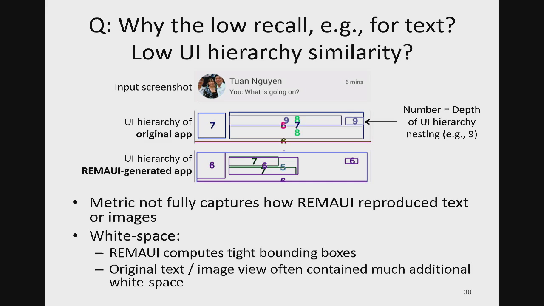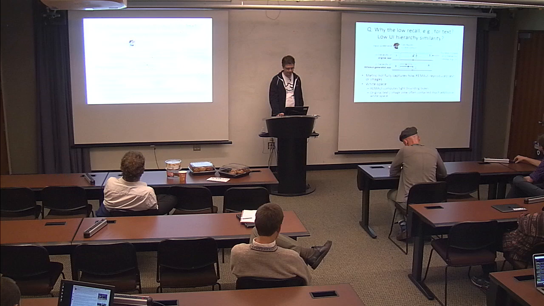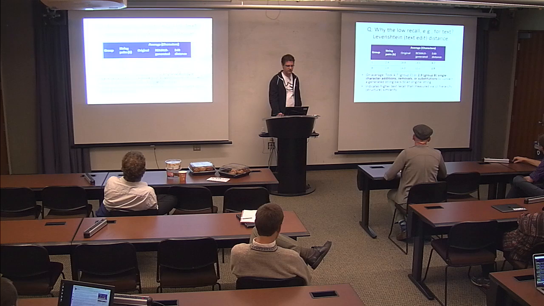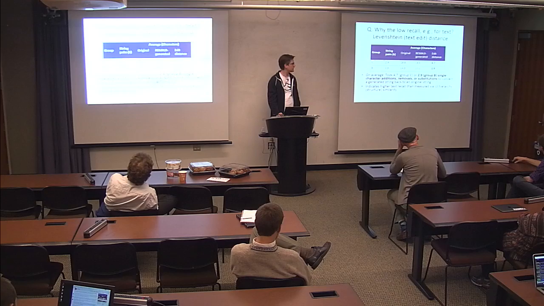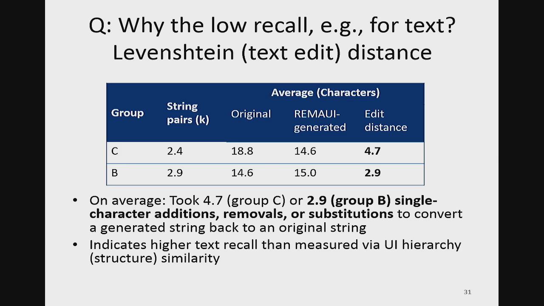So that's why this metric might not be the best metric to measure similarity. A little bit deeper analysis: we also looked at the edit distance between original strings and the generated strings. For these two groups, for example, in group B, we had about 3,000 pairs of strings. On average, the original string length is 14.6 characters, the REMAUI generated is 15.0, and the edit distance is 2.9 on average. That indicates that the recall is actually not as bad as it seems on the previous slide.